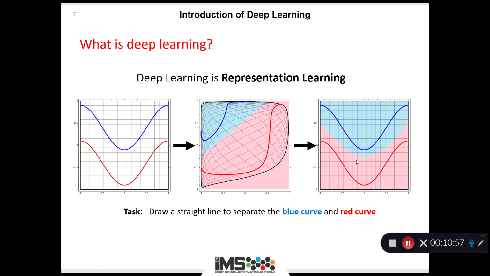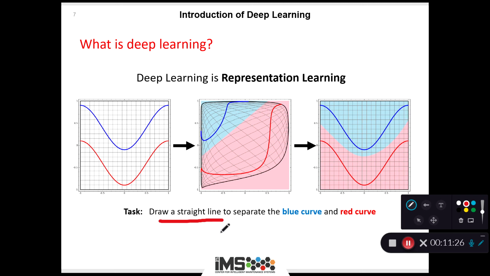So, what is exactly deep learning? I think the most accurate definition of deep learning is that deep learning is actually representation learning. It learns another representation of the data. For example, on the left, we are given the red curve and the blue curve. And now our task is to draw a straight line to separate the blue curve and the red curve. And we can see that in the original data space here, we basically cannot draw a straight line, or it is very difficult to do the task.